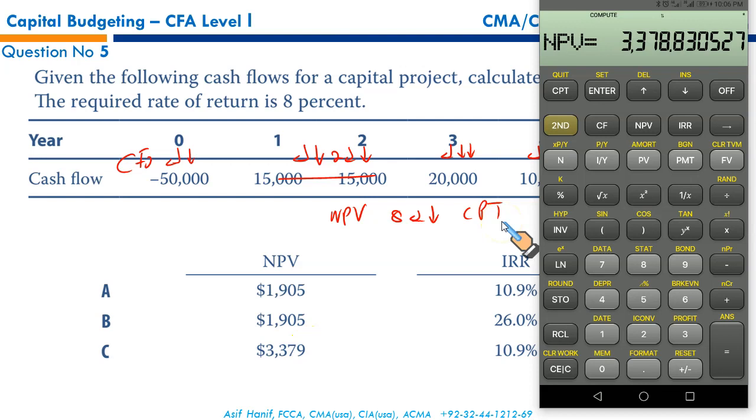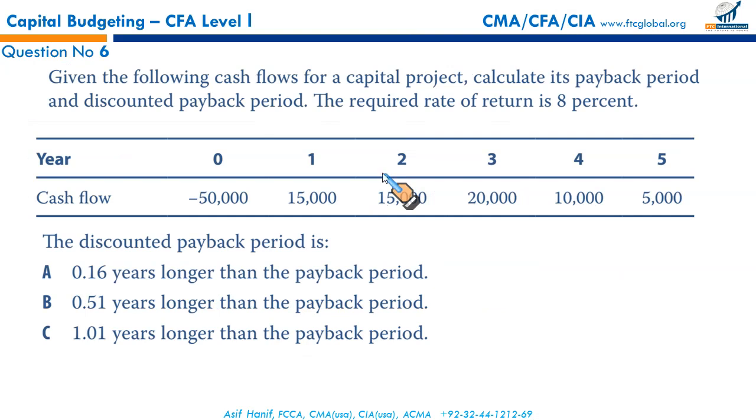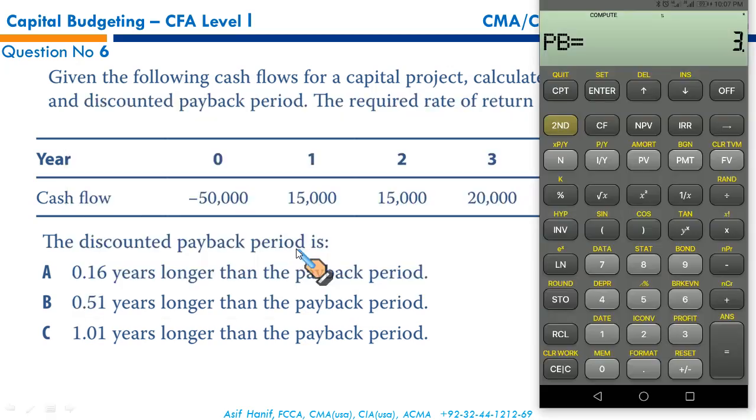You can also calculate your discounted payback, that is 4.007. Your payback is 3. So in the same sequence of questions, same question, the discounted payback period we just calculated was 4.007, and the simple conventional payback is 3. So the difference between the discounted payback and the payback is 1.01. Right? So that makes C the correct option.